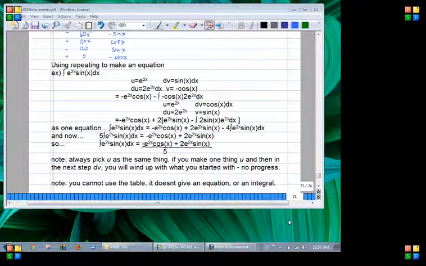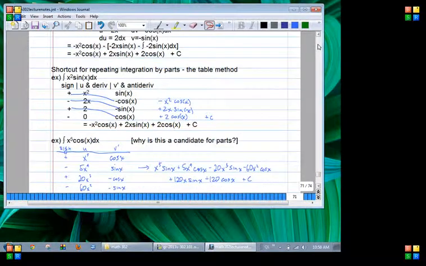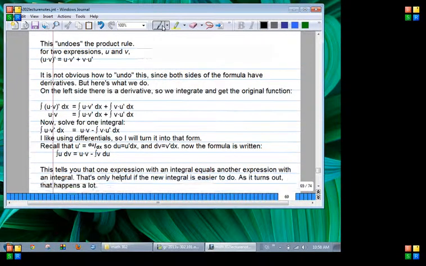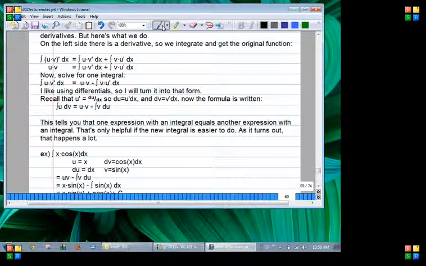So let's review. Integration by parts undoes the product rule, but the way it undoes it is in this very slick way. It really gives us an equation. There are two different notations for writing that equation. There's the prime notation, and then there's the differential notation. I like the differential notation, you can use either one.